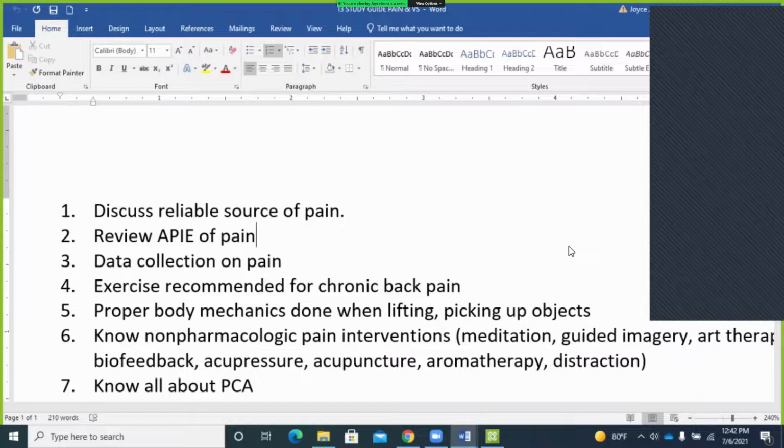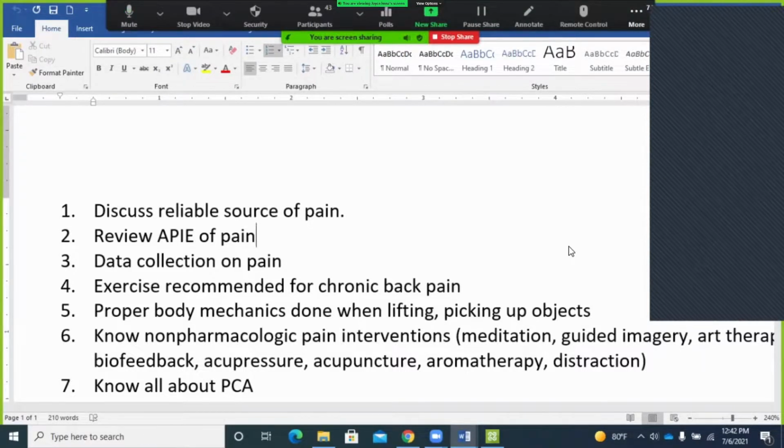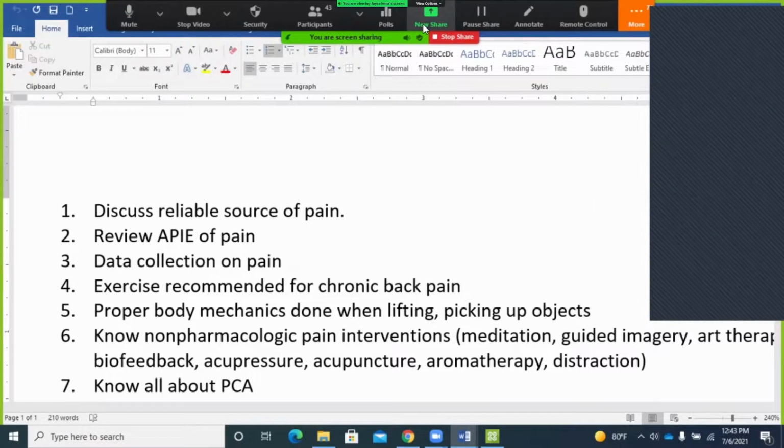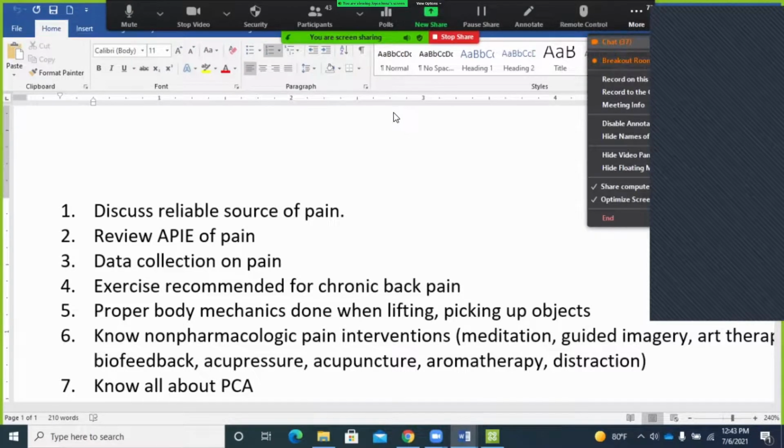Number 4, guys. What about this exercise recommended for chronic back pain? Yoga is one of them. Okay, yoga, because it takes your mind off of it, it's like you're healing. What else? Acupuncture. Chiropractic. Chiropractor, I don't know how you pronounce it, but it's really good. It really removes pain from your back.